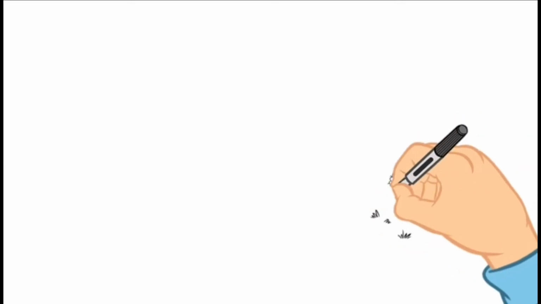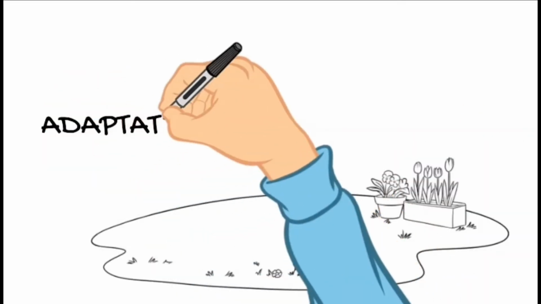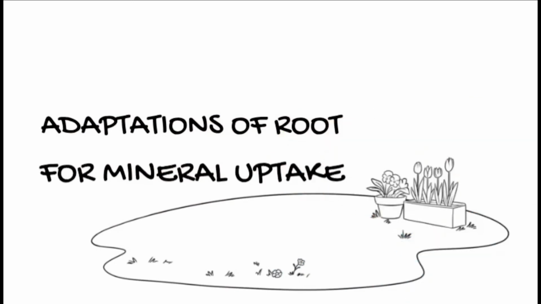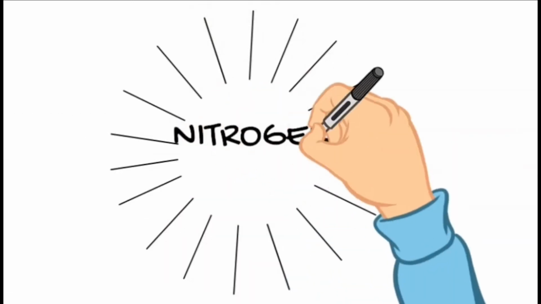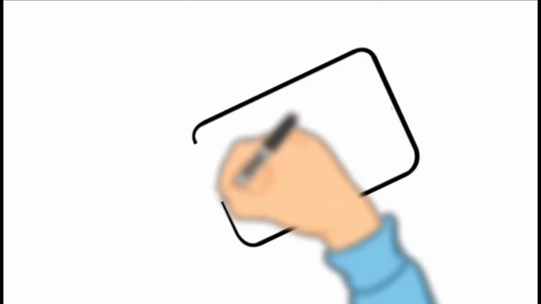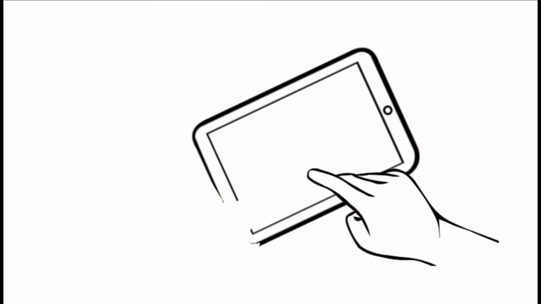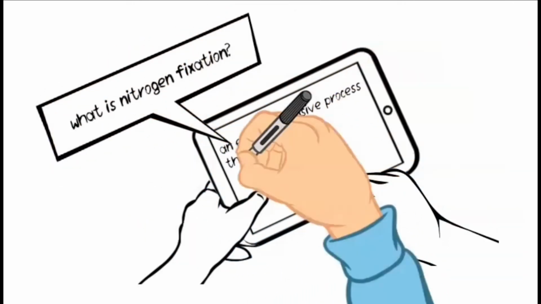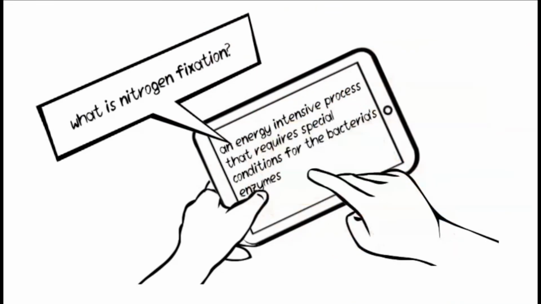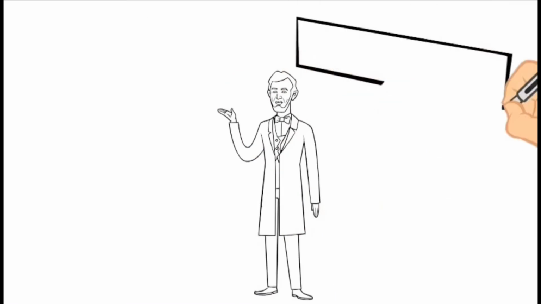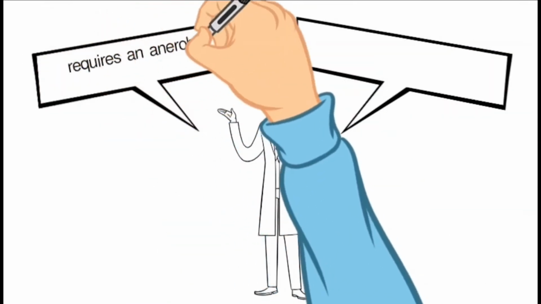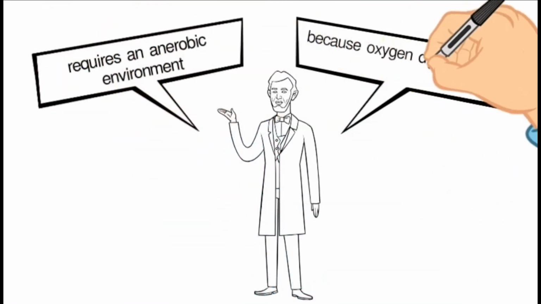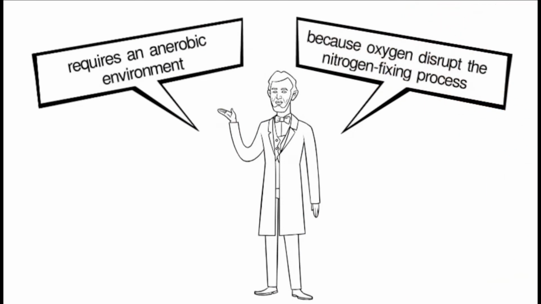The next one is adaptation of roots for mineral uptake. First one is nitrogen fixation. What is nitrogen fixation? It is an energy-intensive process that requires special conditions for the bacterial enzyme. This process requires an anaerobic environment because oxygen disrupts the nitrogen fixing process.